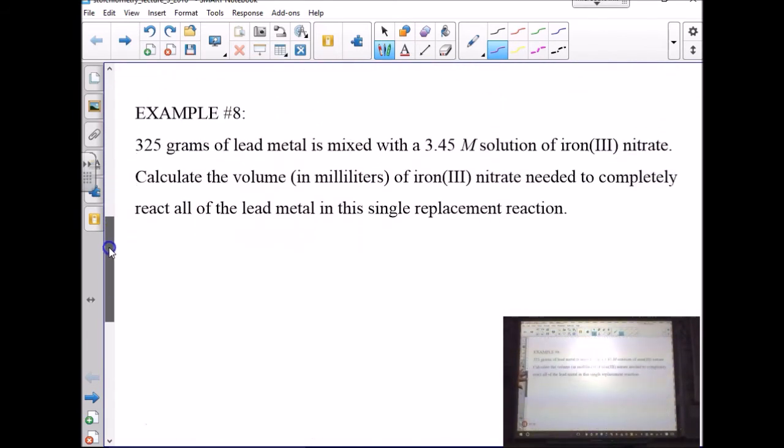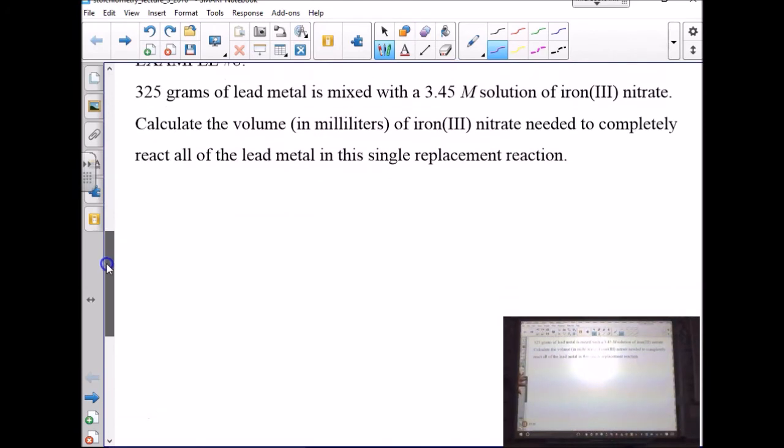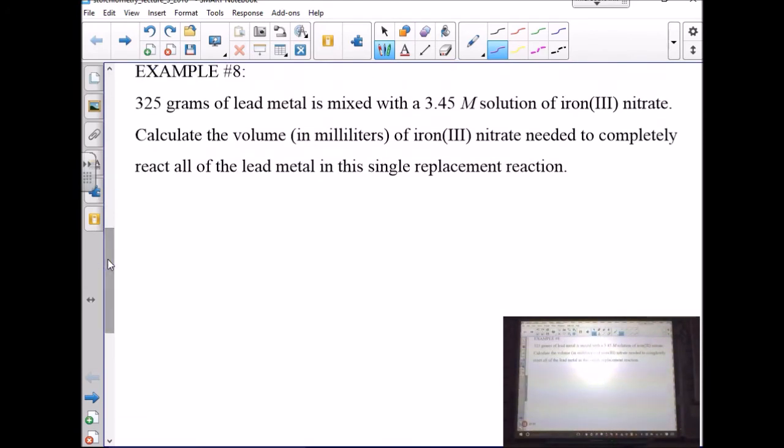Okay. All right. Example number 8 says 325 grams of lead is mixed with a 3.45 mole solution of iron 3 nitrate. Wow, that's fun. Calculate the volume. Calculate the volume in milliliters of iron 3 nitrate needed to completely react all the lead metal in this single replacement reaction.